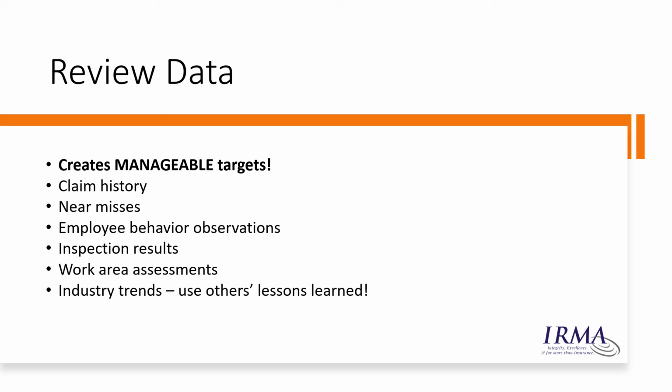Data to review in order to identify injury exposure areas may include claim history, near misses, employee behavior observations, facility inspection results, and work area assessments. Actually getting out into the workplace and looking at what employees do on a regular basis is key to gathering information on where improvements can be made.